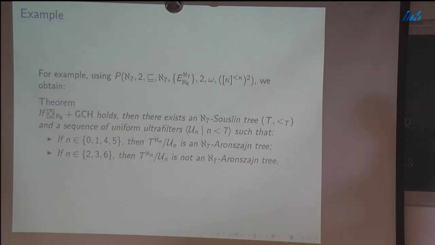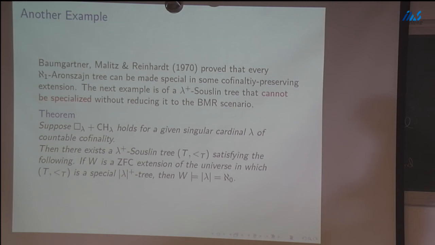Okay. Another example. We know that there's a classical result, which Baumgartner, Malitz, and Reinhardt proved in a 1970 paper, that every Aleph 1 Ehrenstein tree can be made special. There's a specializing forcing, a CCC extension, which is therefore cofinality preserving. So the question is, what happens with that? Is anything parallel at higher cardinals?